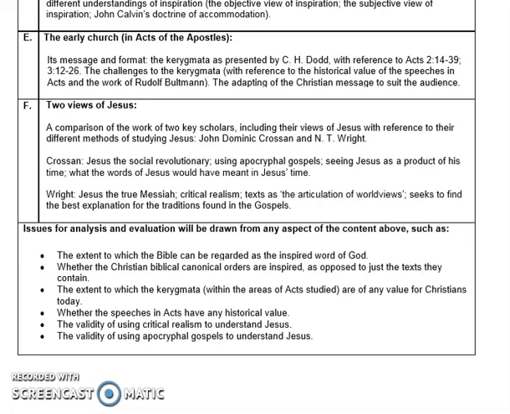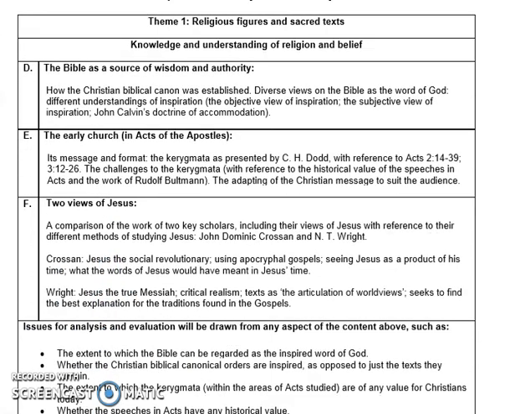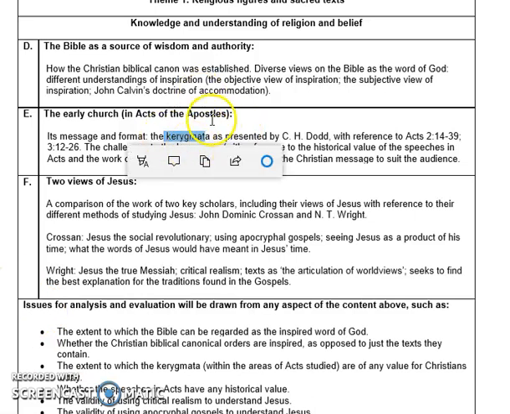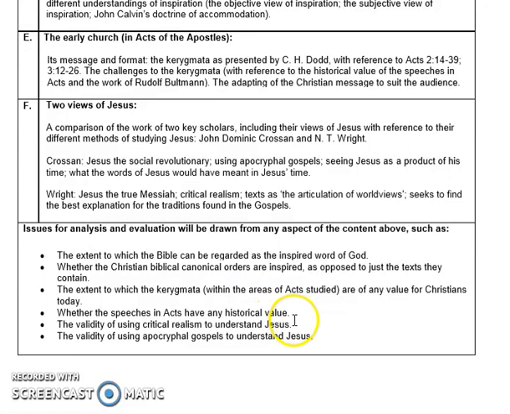We're going to now look at part B from theme 1E for Christianity, which is the early church in Acts of Apostles. You probably know this theme as kerygma. Kerygmata is just the plural of kerygma. Don't let that word throw you in the exam. And the main scholars are C.H. Dodd and Bultmann.